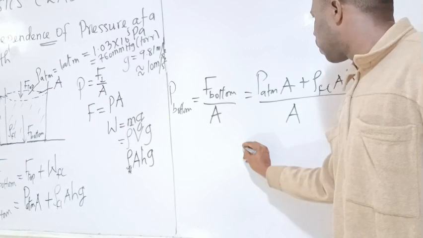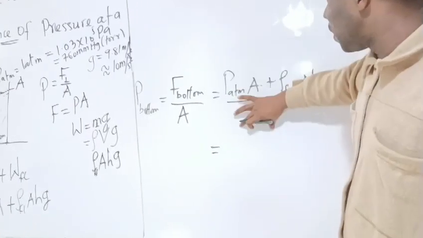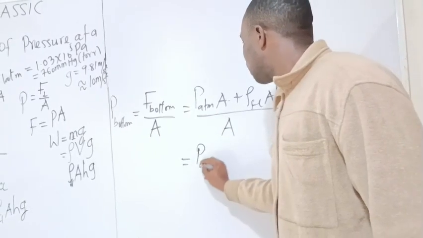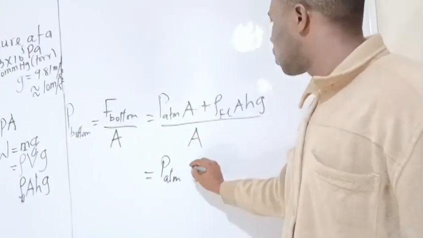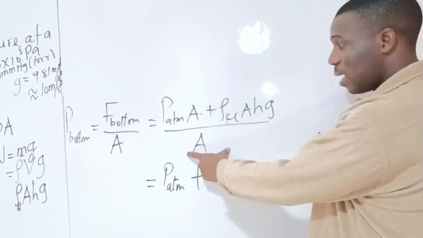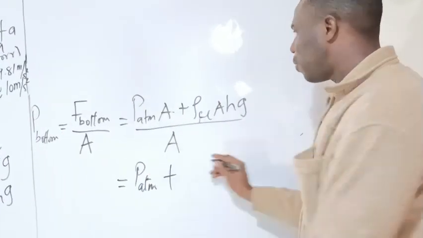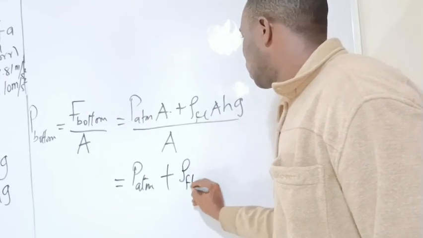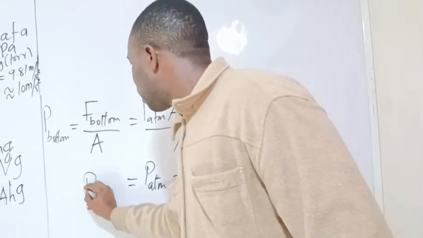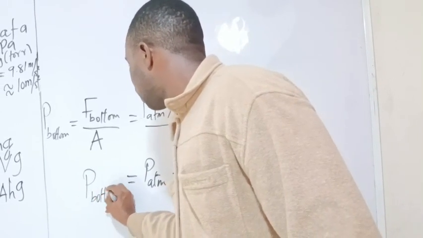Now, if we break this down further, this becomes this term divided by the common denominator, which is the surface area. So I'm left with the atmospheric pressure, since the A cancels out, then plus this term divided by A. I lose the A, so I'm left with rho, the density of the fluid, times G times H. This defines the pressure at the bottom.